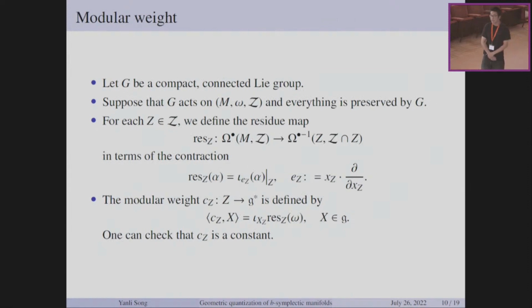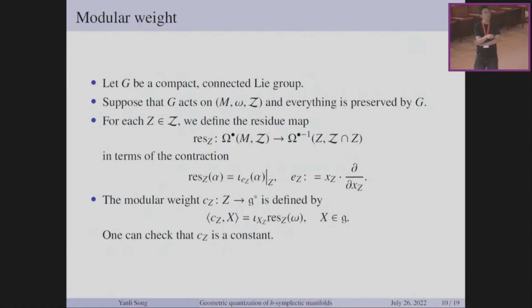So now I will impose a group action on the b-symplectic manifold. So let G be a connected compact Lie group as before, and suppose this G acts on the b-symplectic manifold, everything is preserved by G. So everything behaves very nicely with respect to G. And for each hypersurface, we can define a residue map from this b-differential form to a lower-dimensional differential form on the hypersurface, which is defined by this. Here, E_Z is the vector field defined in this way, and for any differential form, you just take the contraction and restrict to Z.